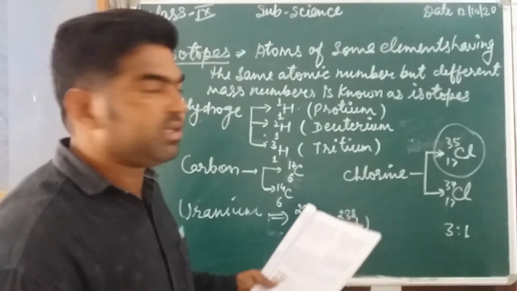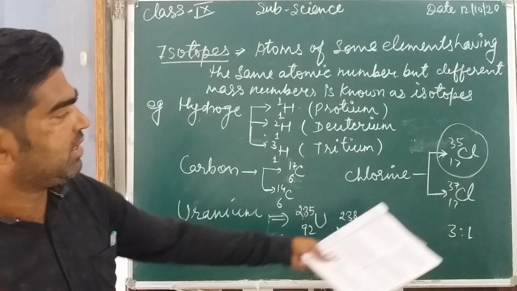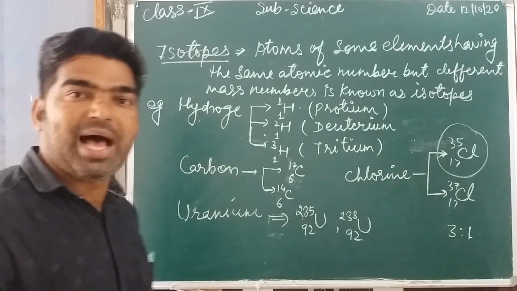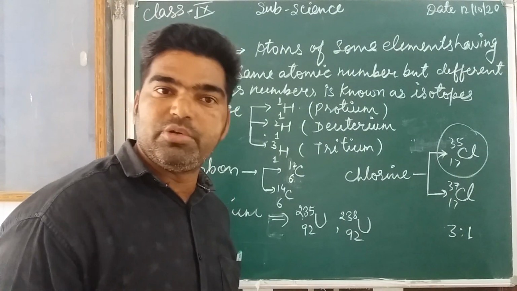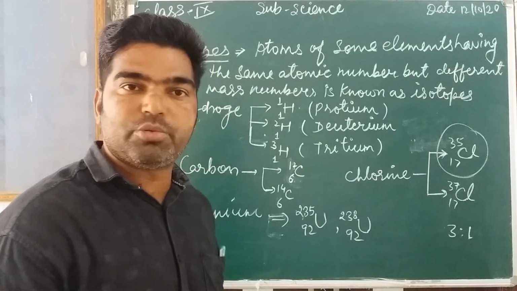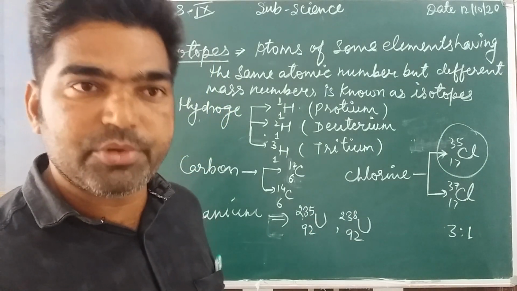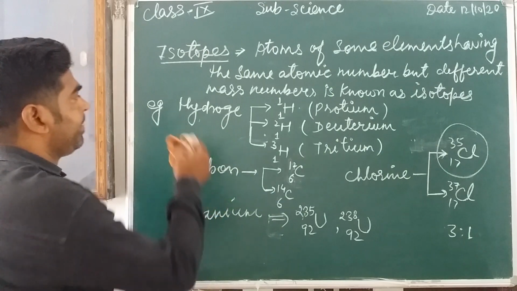So shall I repeat it? You note down all this, because these examples may be asked in exams: write the three different isotopes of hydrogen, isotopes of carbon, isotopes of chlorine, isotopes of uranium. So note down all this, okay?